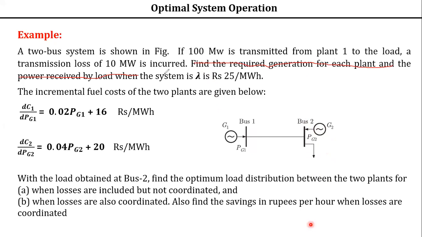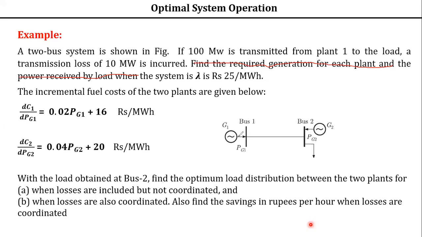The system lambda value will be given. Still it holds good. Still it holds good. So if this is asked, when the losses are included, you know IC1 is equal to IC2, equate these two equations. Then you solve for PG1, PG2, you will get them using these equations. Understood? At the same time, the losses are coordinated only in case B. So the same procedure, whatever you have followed for this question, you have to follow.